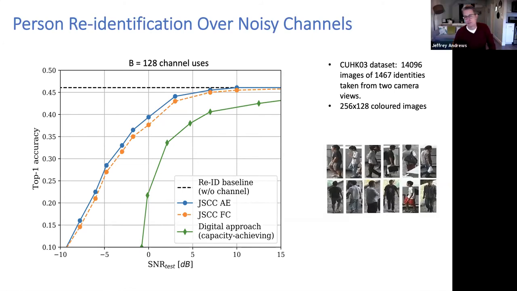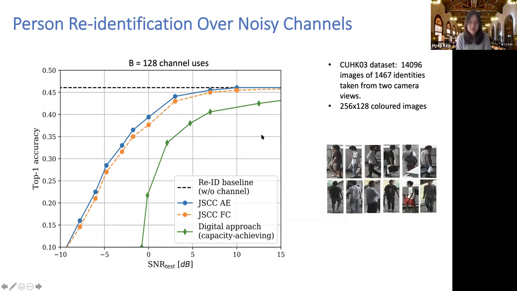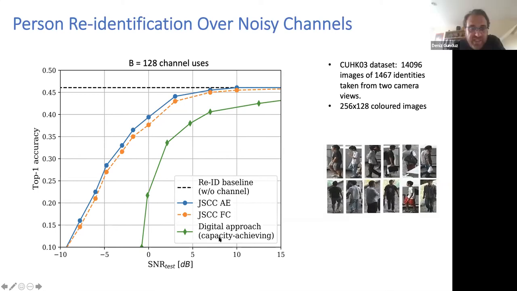Deniz, which code are you using for the digital? So this is capacity achieving. I look at the channel capacity. I'm not even using a code. I'm using the Shannon capacity. So I'm assuming that with 128 symbols you are achieving the Shannon capacity, which is obviously not the case. So I'm super lenient to the digital approach. And yet this is the gap. This is just to show that.